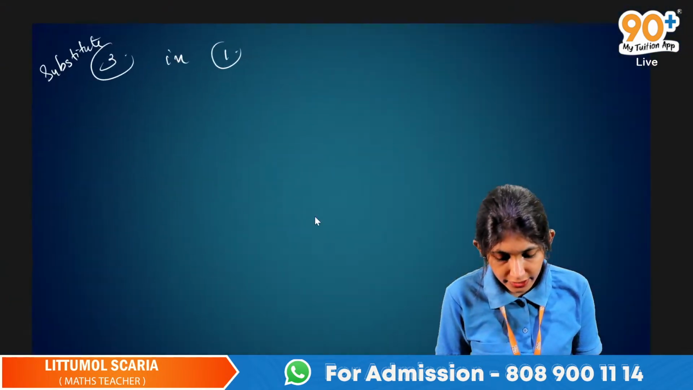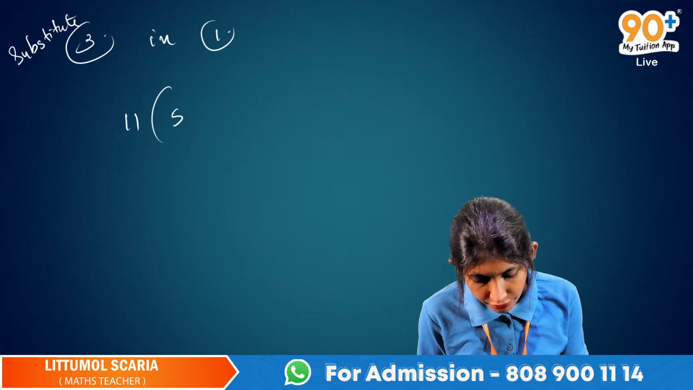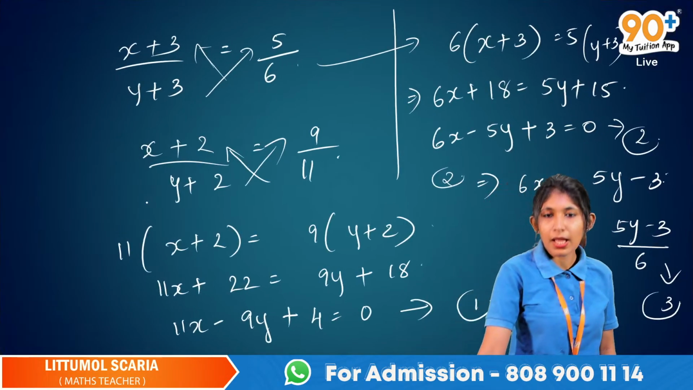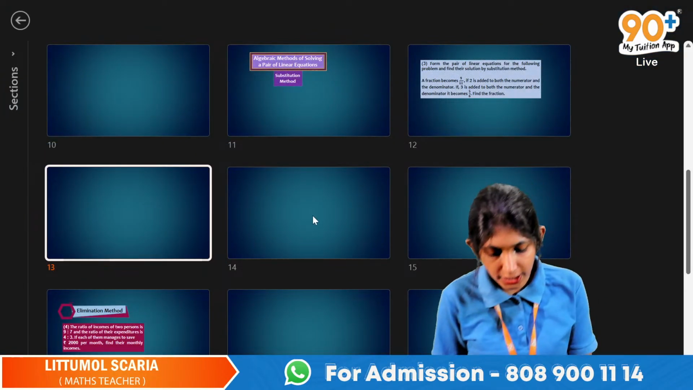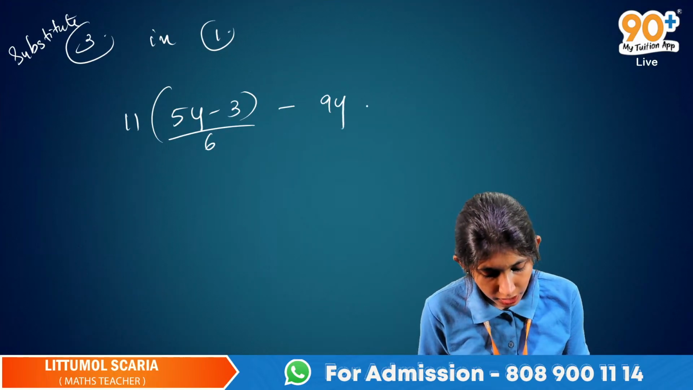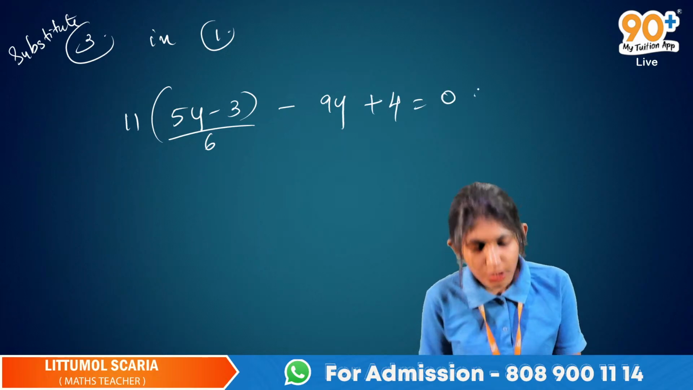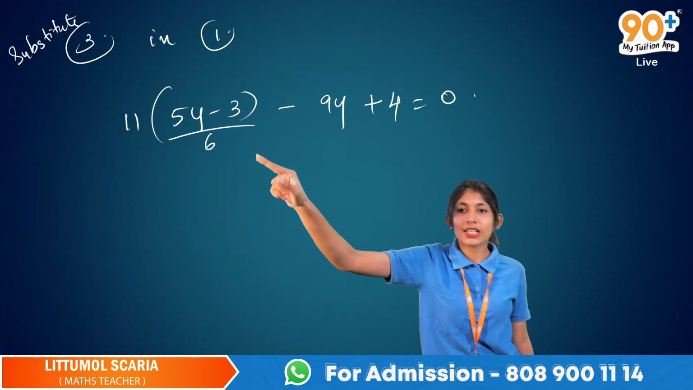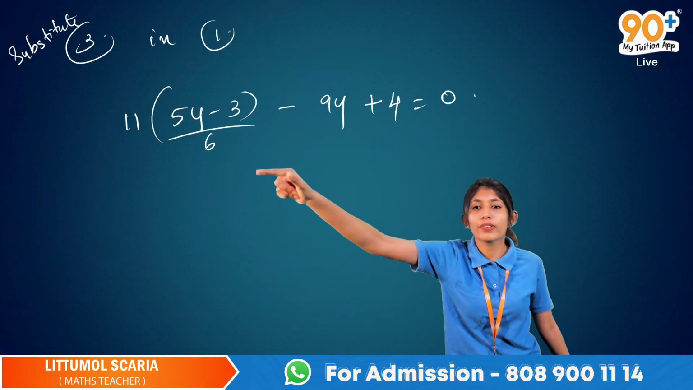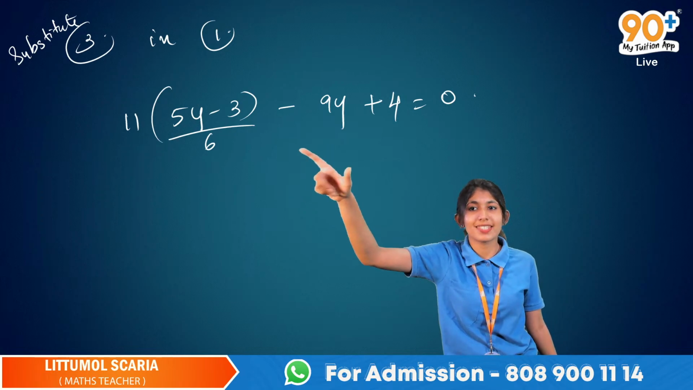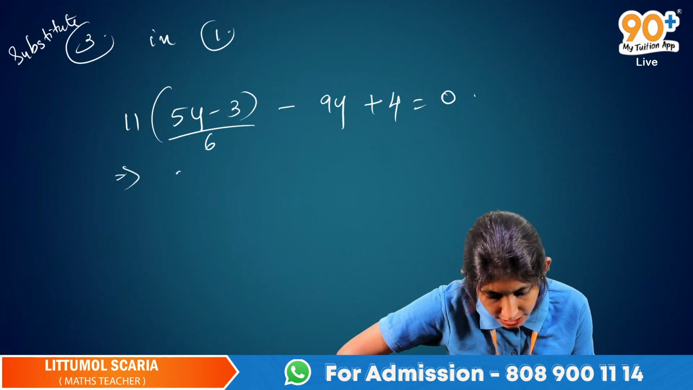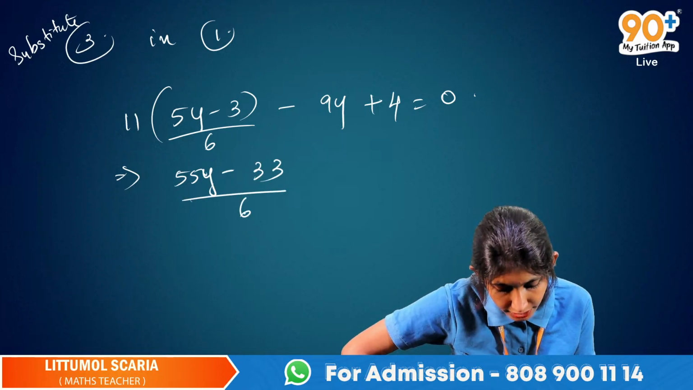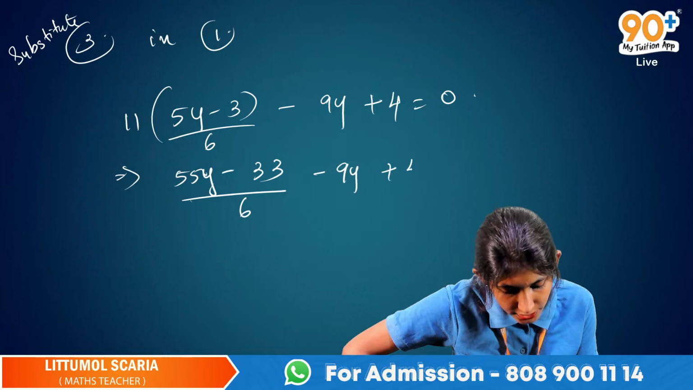First equation will be 11 into x ന്റെ സ്ഥാനത്ത് എന്ത് വന്നു? 5y minus 3 divided by 6 minus 9y plus 4 is equal to 0. അതേപോലെ എഴുതി. So in the first equation we replaced the x with 5y minus 3 divided by 6, because from the second equation we got x is equal to 5y minus 3 by 6. Now open the bracket. 55y minus 33 divided by 6 minus 9y plus 4 is equal to 0.